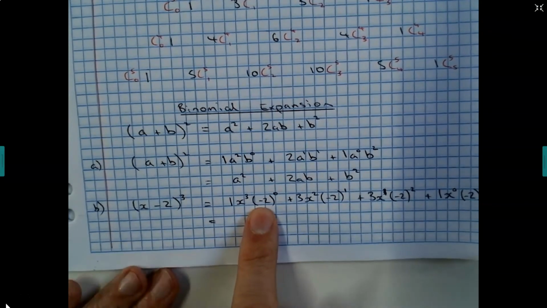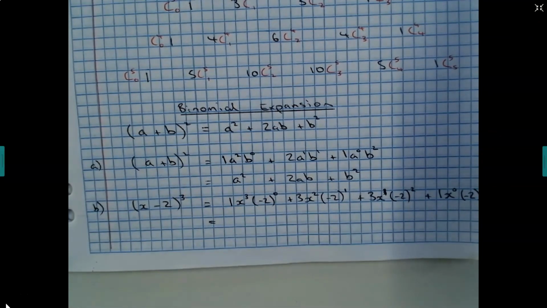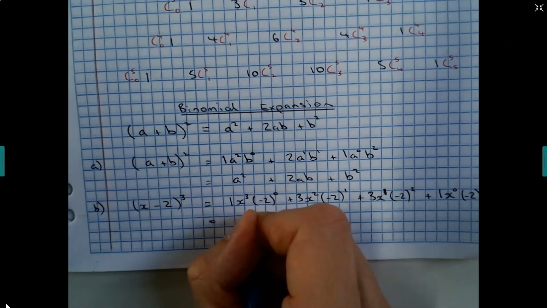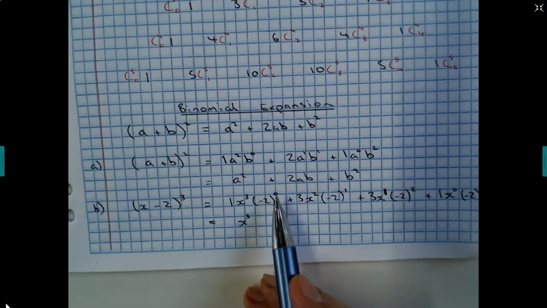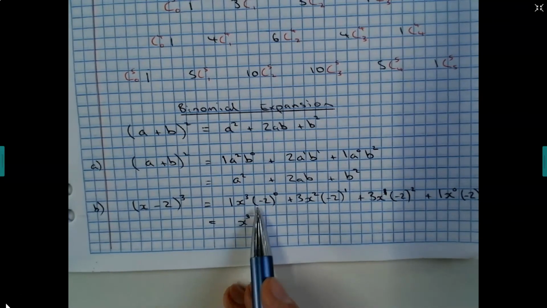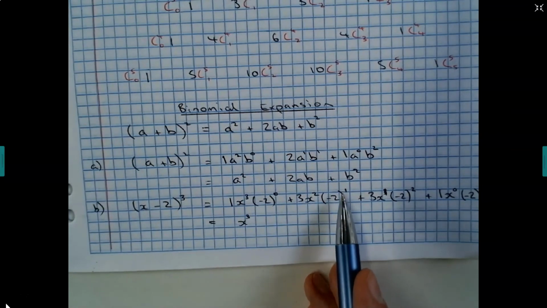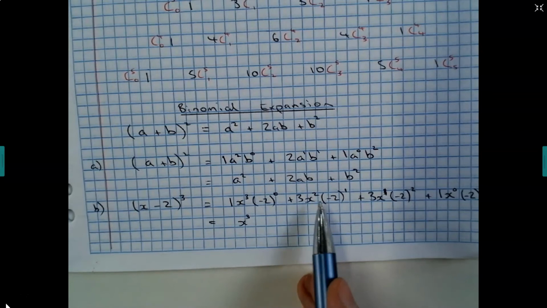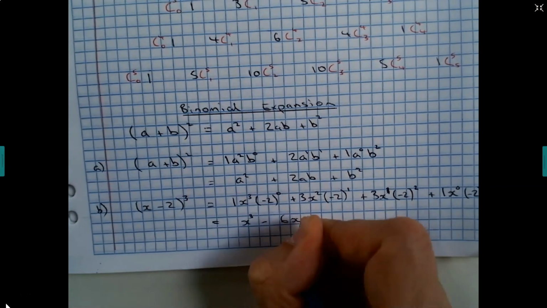So minus 2 to the power of 0 is 1. Anything to the power of 0 is always 1. So what's that first term simplified to? x cubed. All right, because this is minus 2 to the power of 0. So minus 2 to the power of 0 is positive 1, not negative 1. Okay, so that's going to be x cubed. Then let's have a look at this. Minus 2 to the power of 1 is minus 2. So it's going to be minus 2 times 3, which is minus 6, by x squared. So minus 6x squared.